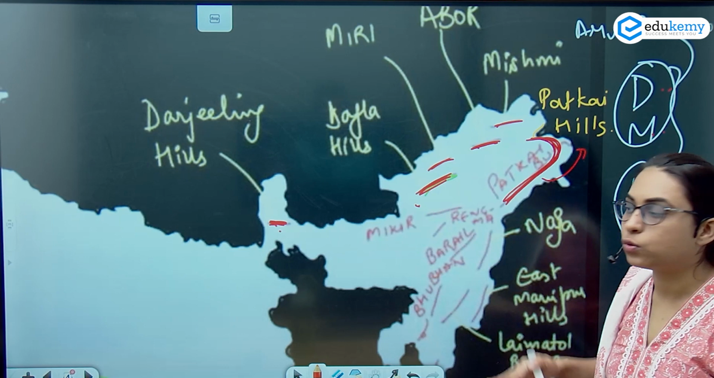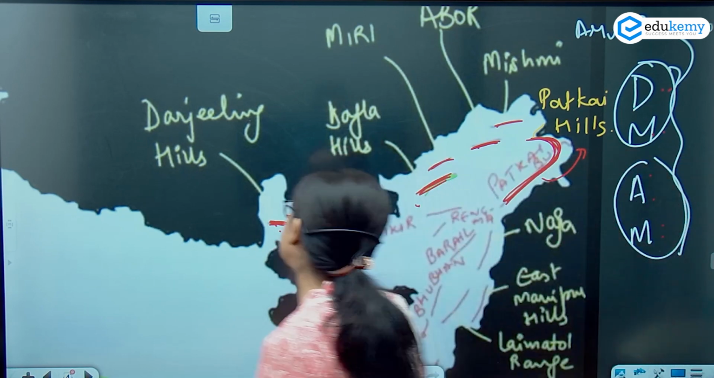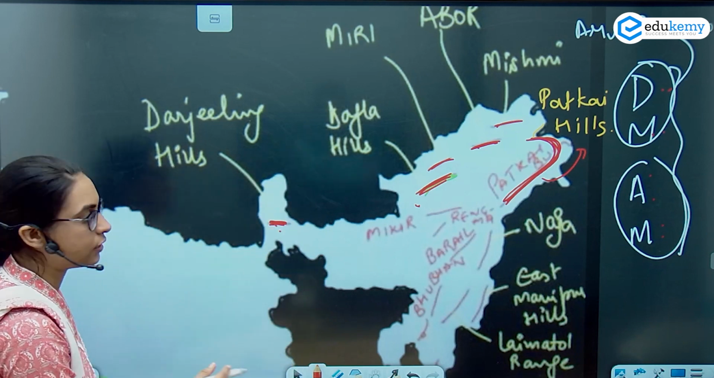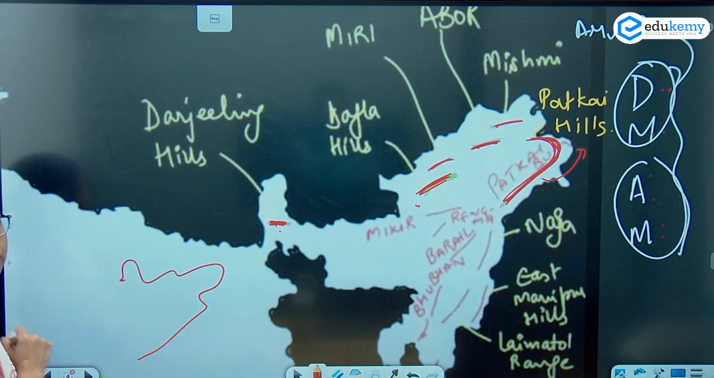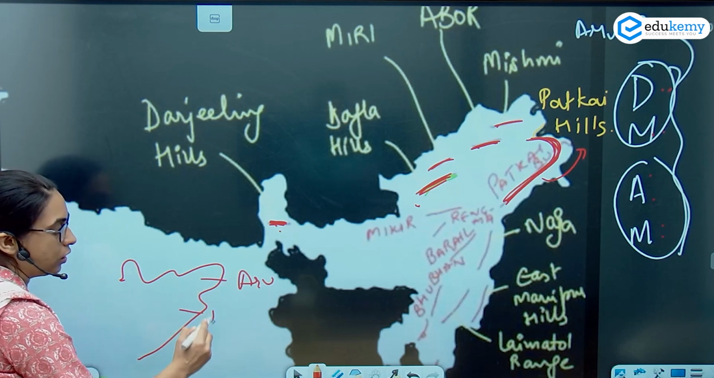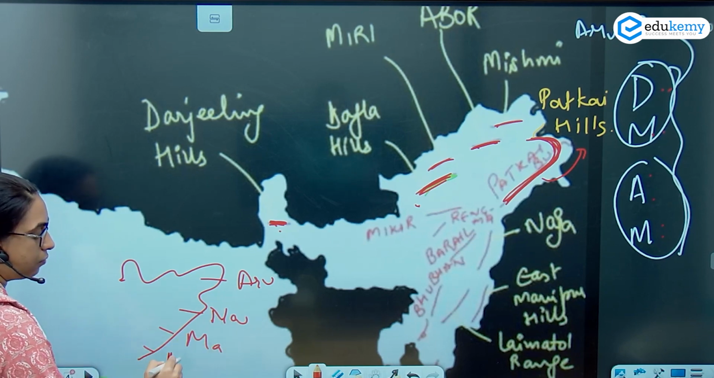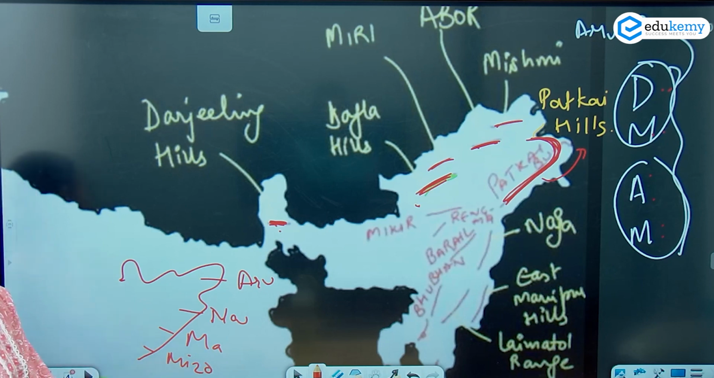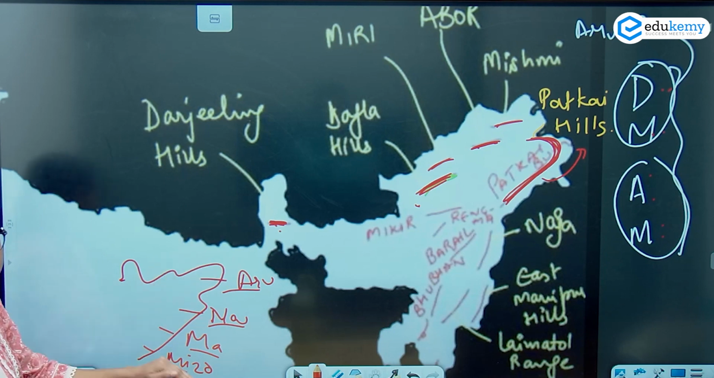I hope you know how the north-south states in the northeast are arranged. If this is your northeast, you have Arunachal, Nagaland, Manipur, and Mizoram. We have a short form for that: Arunamami.